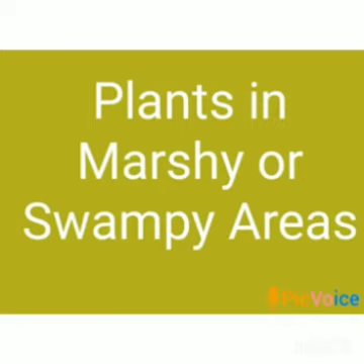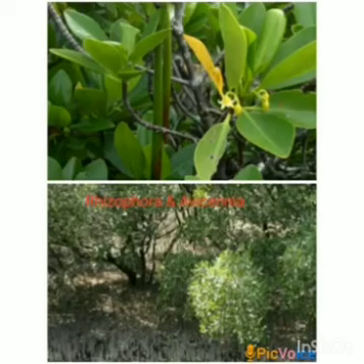Plants in marshy or swampy areas. Marshy areas have sticky and clayey soil. It is difficult for plants to grow in such areas as air cannot reach the roots. So the roots of these plants grow out of the soil to breathe from the air. Such roots are called breathing roots. Trees growing in marshy areas are also called mangroves. Rhizophora and Avicennia are examples of plants that grow in marshy or swampy areas.